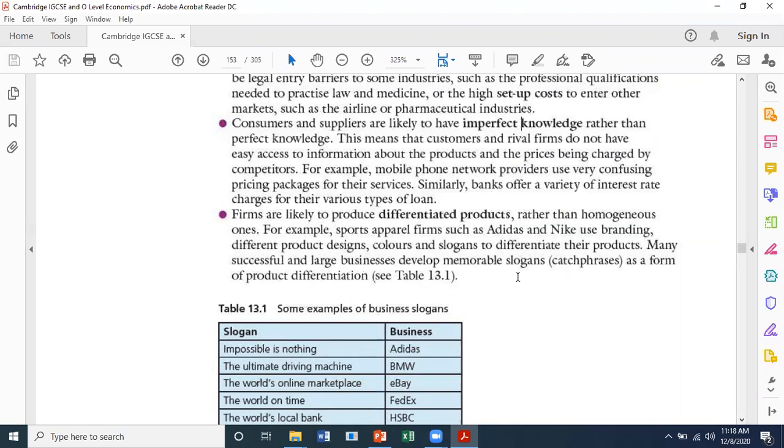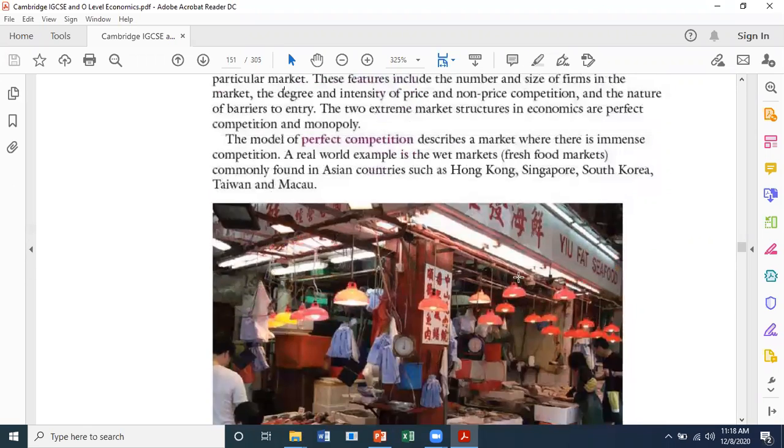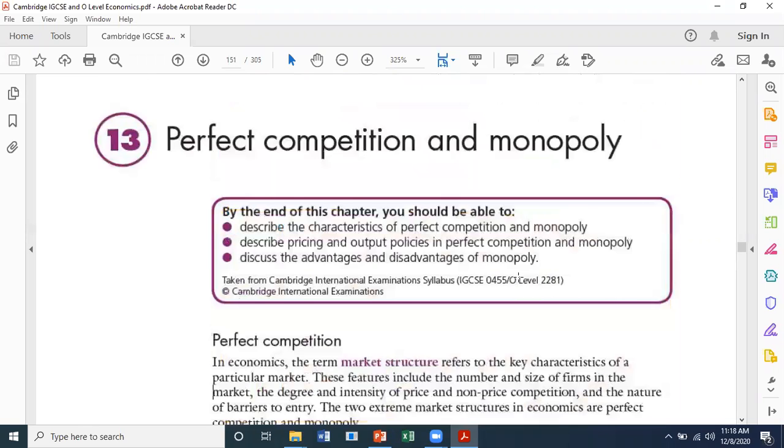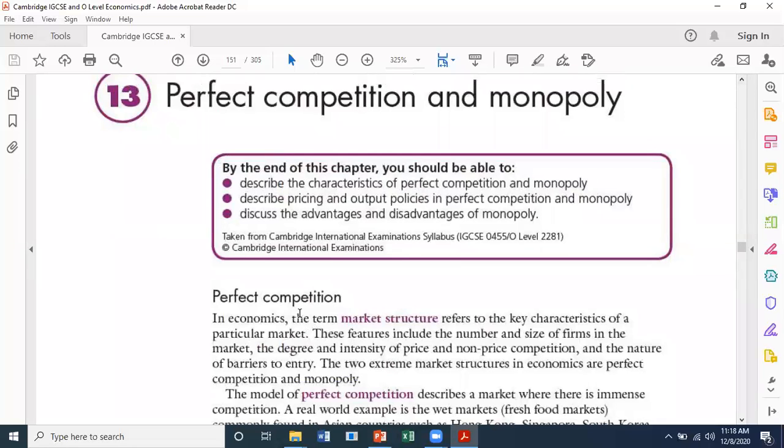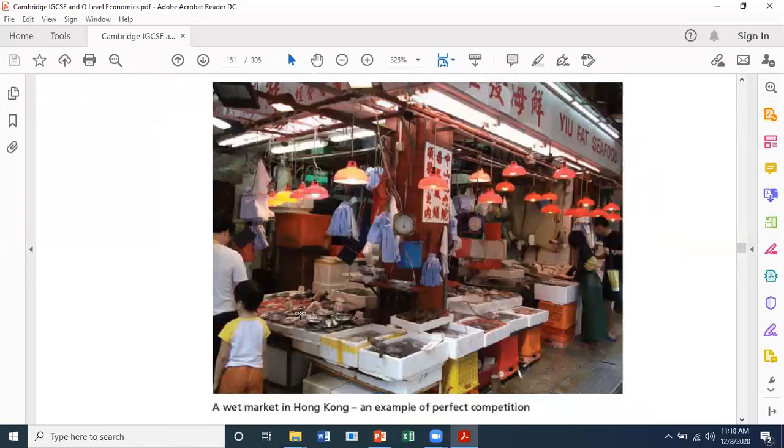Now, what we studied so far, let's have a little wrap up so that it will be much easier. We are doing market structure. In the market structure, हमारे पास दो चीजें हैं, perfect competition and monopoly. These are the two extremes. One is perfect competition and one is monopoly.